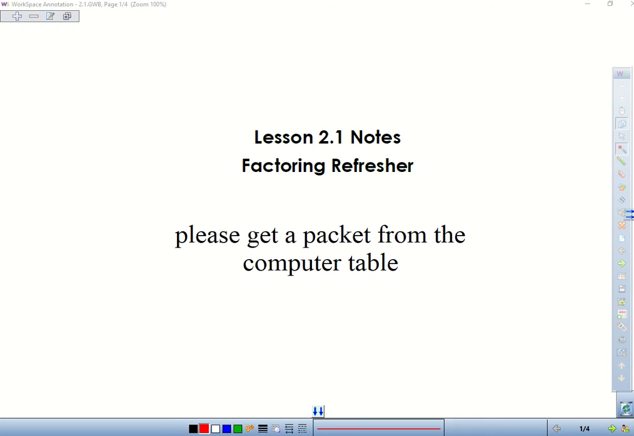So today we'll be doing 2-1, which will be a factoring refresher. So we're going to start with topics that you've covered in Algebra 1 and just review how to factor some things that you've already learned about. But I'm going to teach you as if you haven't learned because you haven't done it in a while. So let's get started.